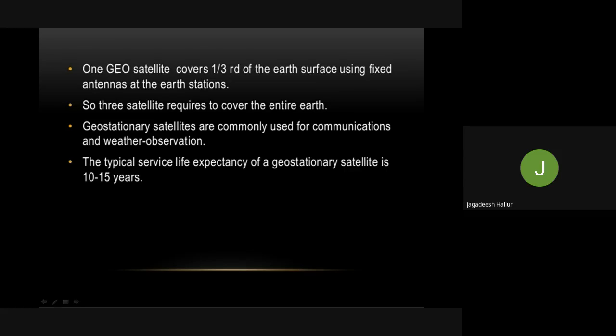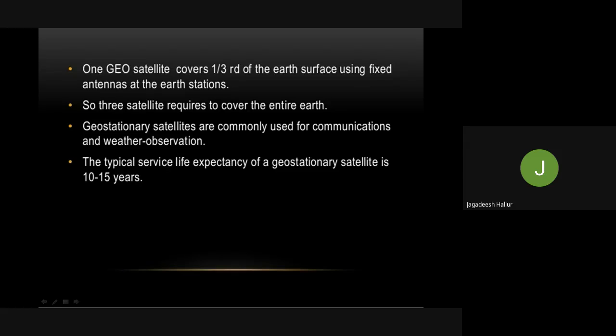And next point. Geostationary satellites are commonly used for communication and weather observations. Whatever weather information we are getting nowadays, that there will be rain after 2 hours, or there will be a monsoon after 2 days, 3 days, that information they are getting only because of geostationary satellites.